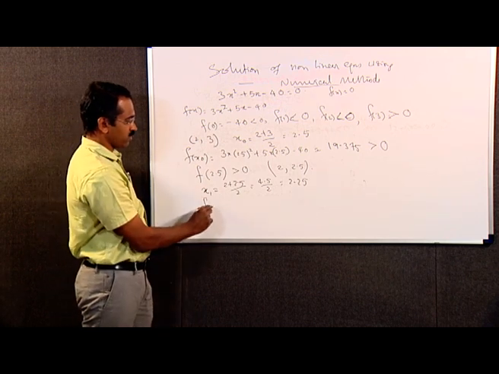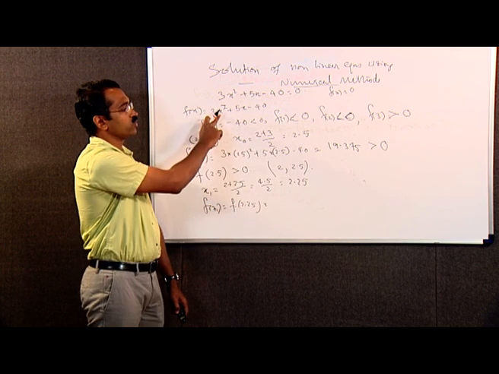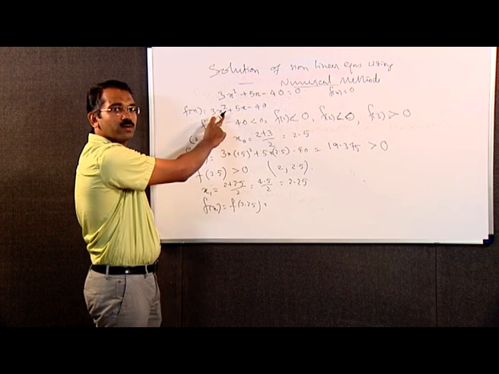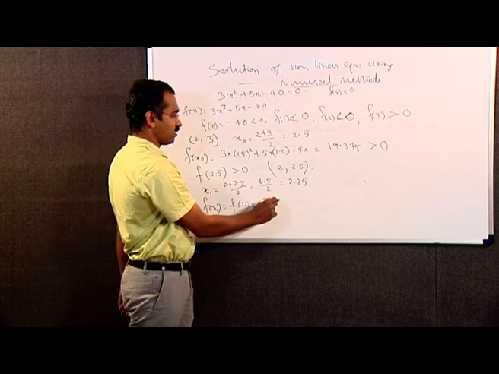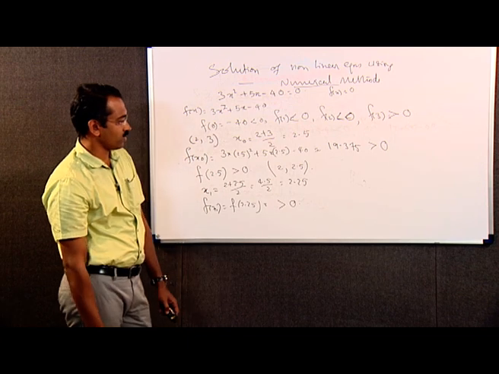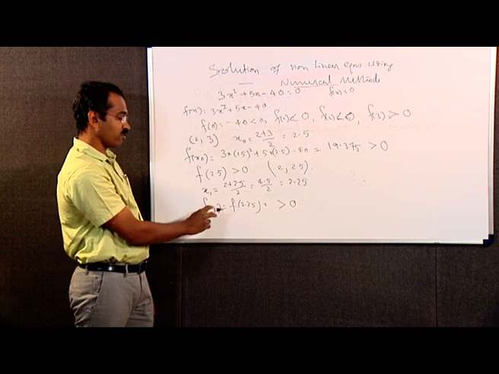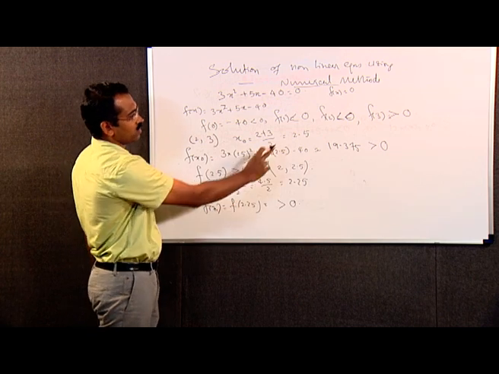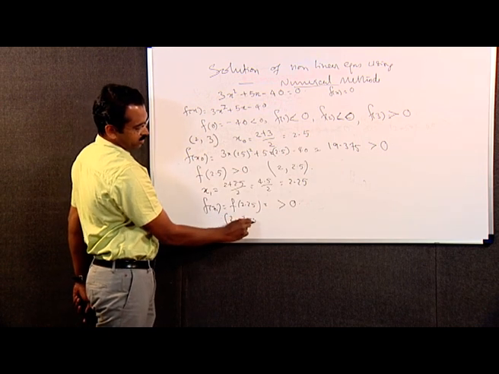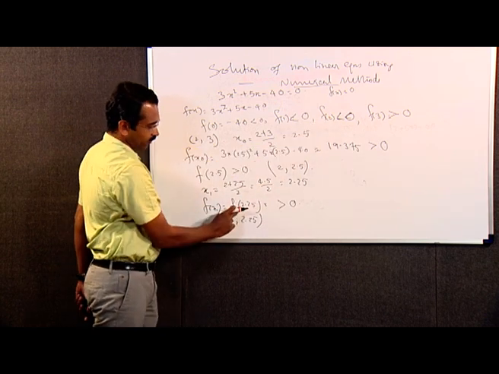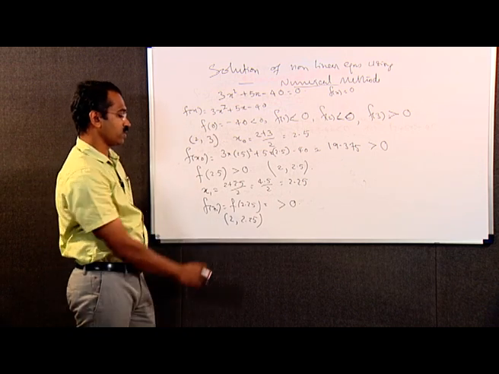Now, we evaluate f of x1, that is f of 2.25, that is equal to 3 into 2.25 square plus 5 into 2.25 minus 40, which is again positive. Therefore, we can take the interval of approximation as 2, 2.25, because f of 2 is negative, f of 2.25 is positive. There exists a root in this interval.